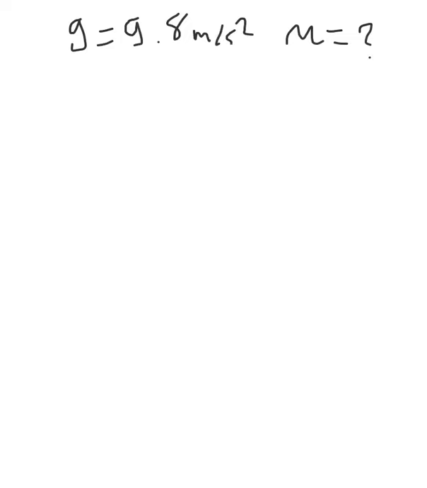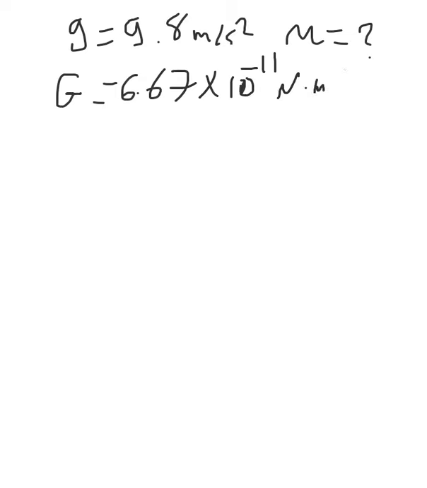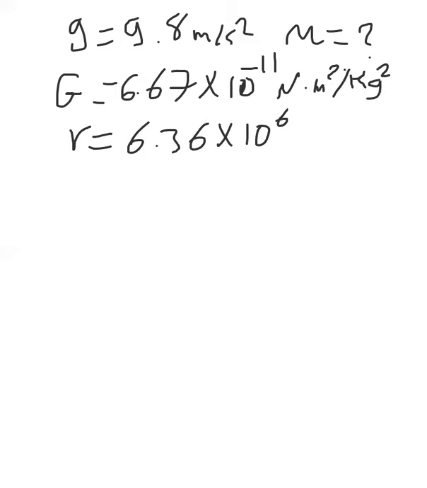The universal gravitational constant G equals 6.67 times 10 power negative 11, and the radius of the Earth r equals 6.36 times 10 power of 6 meters. The units are all consistent, so we will work directly.